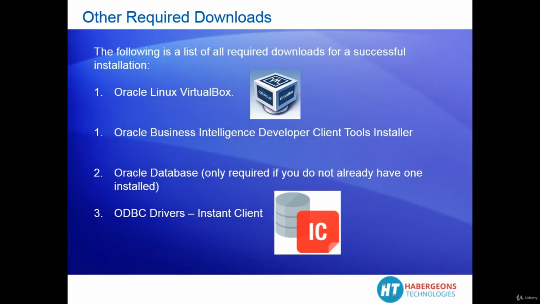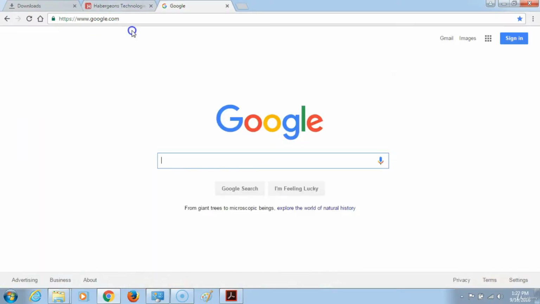The first item that you will need to download is the Oracle Linux VirtualBox, followed by the Oracle Business Intelligence Developer Client Tools installer, and the Oracle database. That is, if you do not already have one installed. Then you have to download some OBIEE drivers.